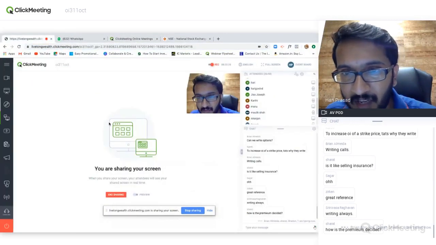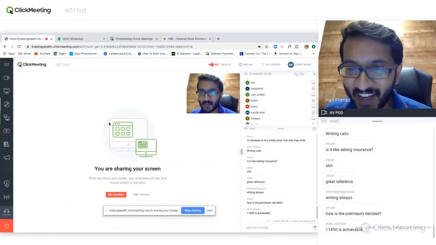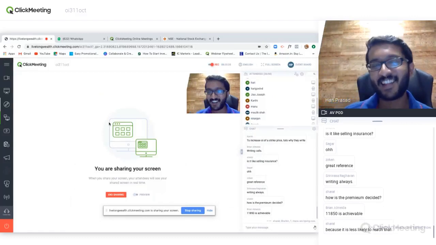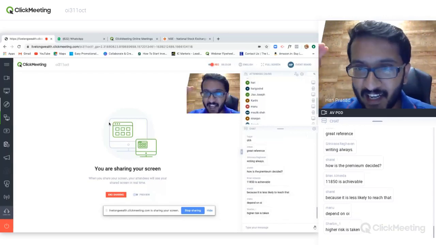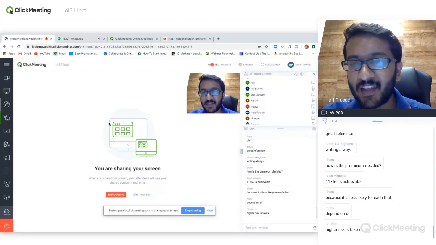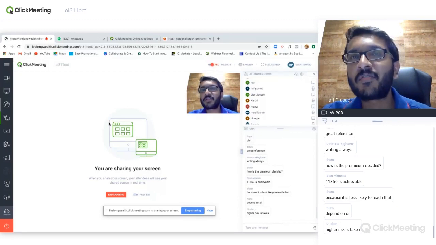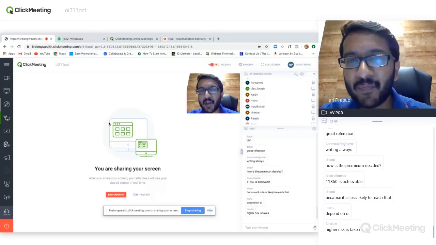Can anyone answer why? Don't answer at the money, in the money, out of the money. Okay. Yeah, exactly. As the probability decreases, the cost will be lesser because 12,050 is so far away. So the premium is like 1 rupee.